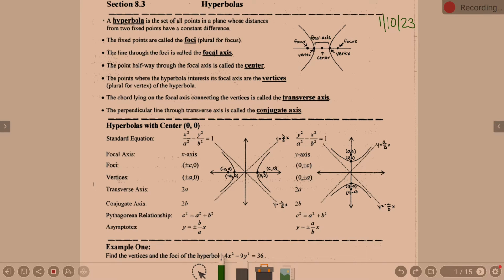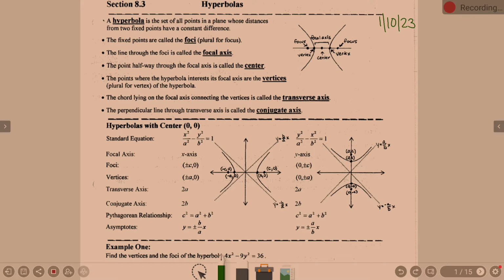Hyperbolas are the two outward curves. Back in lesson 1.3, it was the reciprocal function, right? Except that those were angled and they were in quadrants 1 and 3, okay? Or they could be in 2 and 4. The hyperbolas we're talking about today, if you look, are either going to be on the x-axis facing out, or they're going to be on the y-axis facing out.